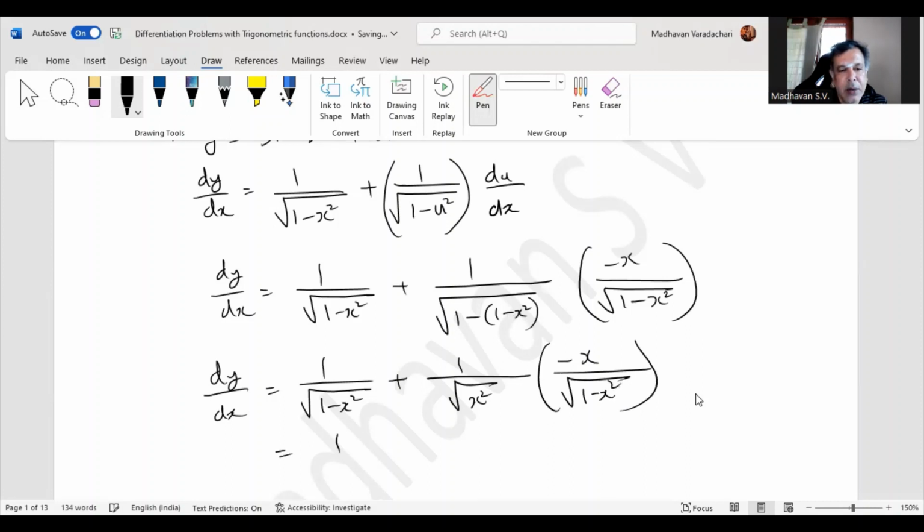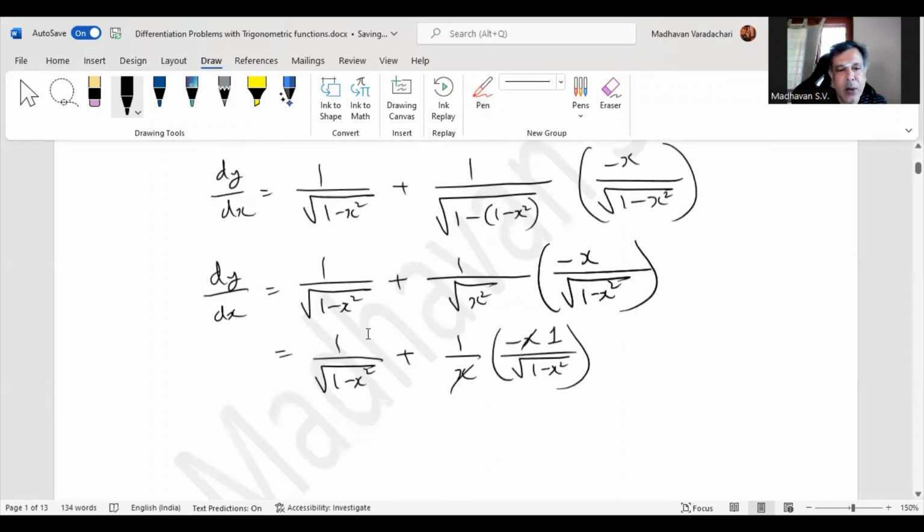This is nothing but 1 by square root of 1 minus x square plus 1 by x times minus x by root of 1 minus x square. This x and this x get cancelled. You get simply 1. So we now get 1 by root of 1 minus x square minus 1 by root of 1 minus x square, which is nothing but 0.